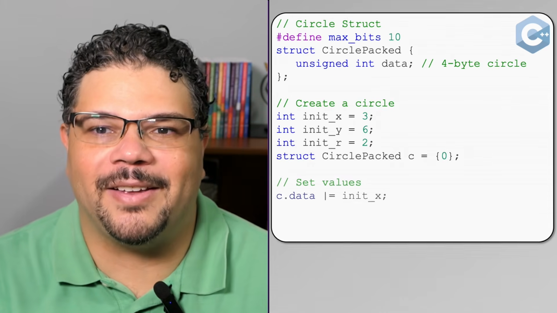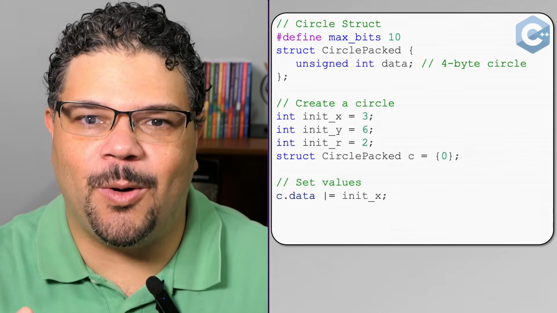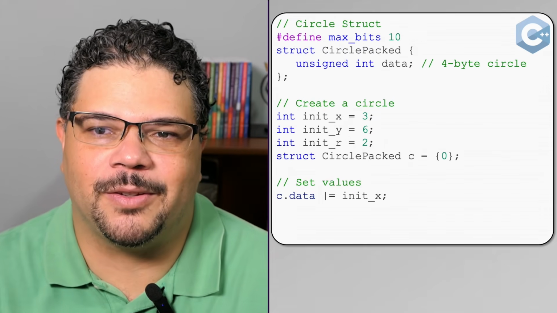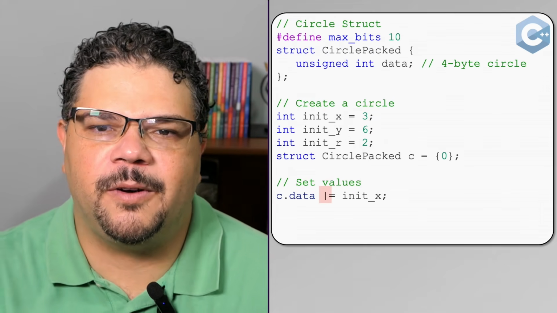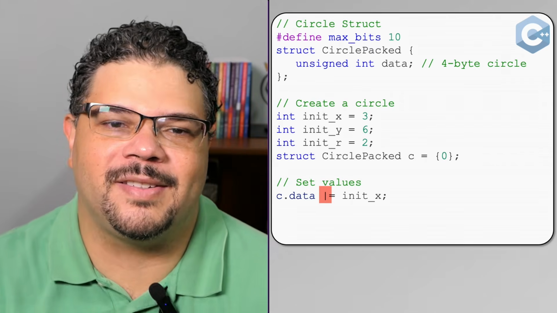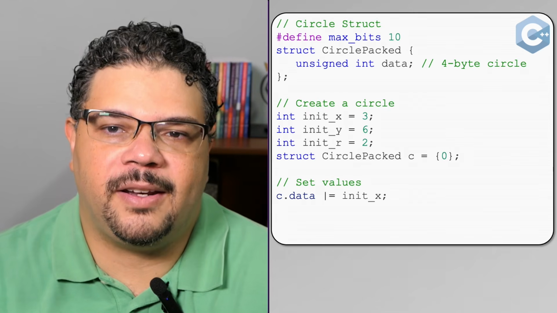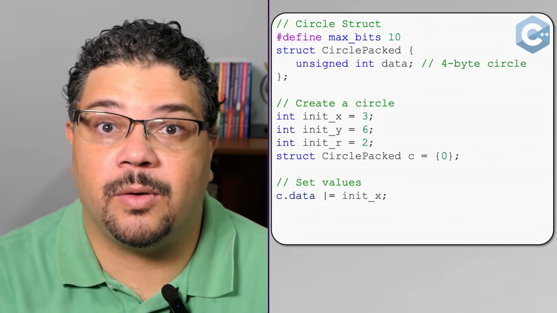Now, to set the x value, we can take the binary OR between the current value of 0 and the target x value we want for the circle. If you've not seen it before, this pipe symbol means an OR in C. Taking the OR of some value with 0 has the effect of replacing the zeros with whatever the new value is. Our circle data is a 32-bit integer, and we know this x value is only 10 bits.